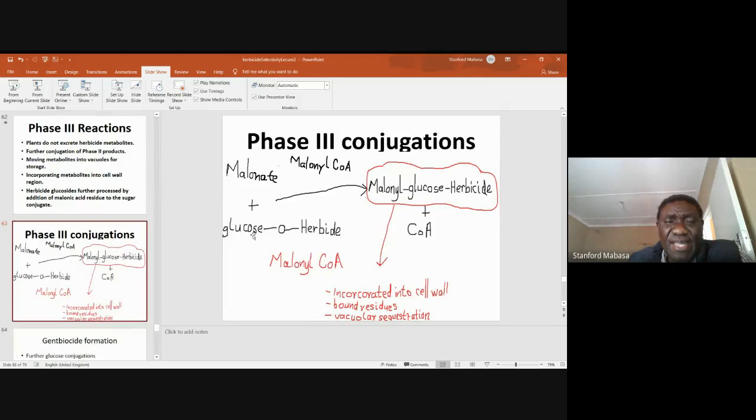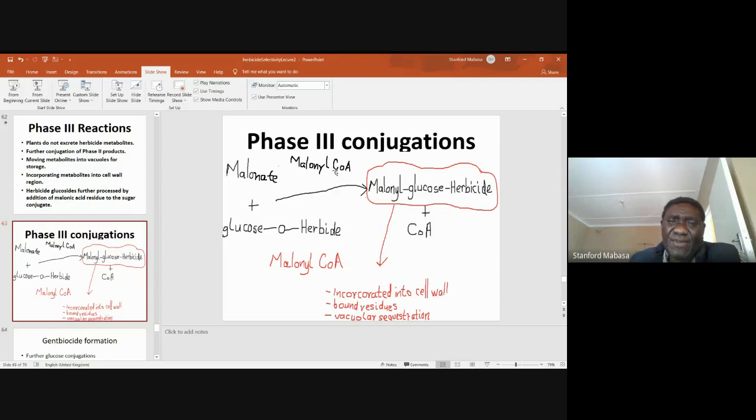Already we've got a glucose O herbicide, which is a product of phase 2. We can add malonate or malonyl coenzyme A to this bit. Then we get malonyl joined to glucose, joined to herbicide, and the coenzyme A is released. Now we have this product, which can either be incorporated into the cell wall, or it can go to the vacuoles.